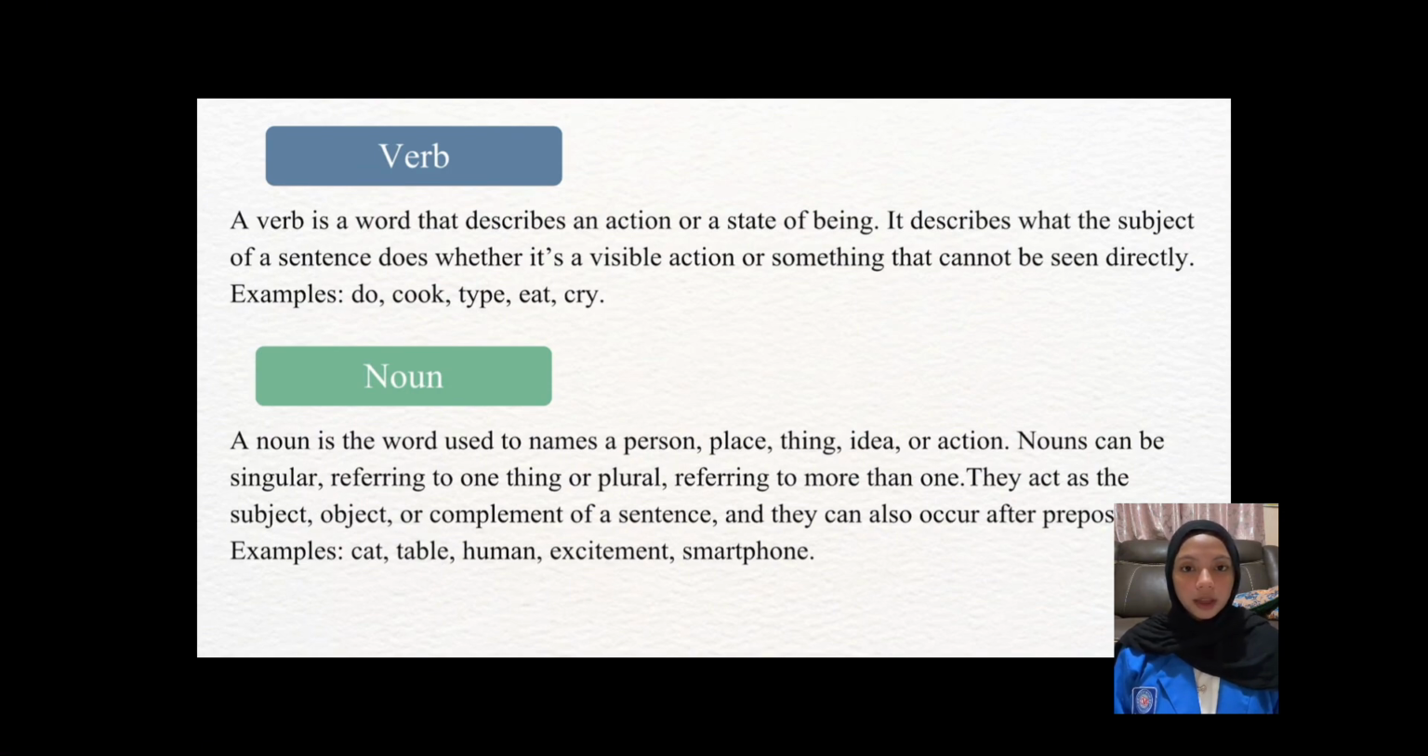For example, cat, table, or smartphone. In the sentence, the cat sleeps on the table, both cat and table are nouns. The first is the subject and the second follows a preposition.